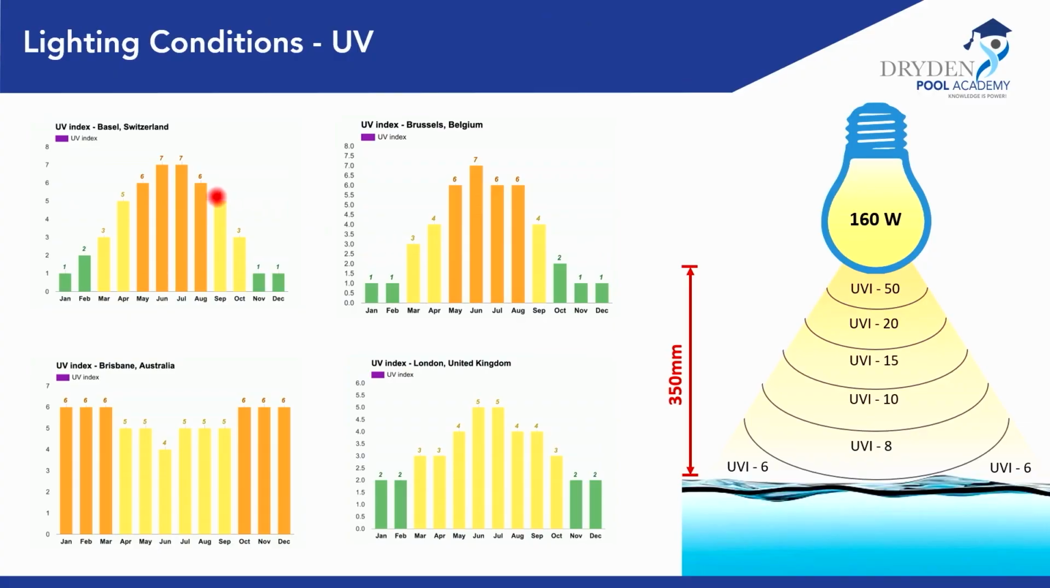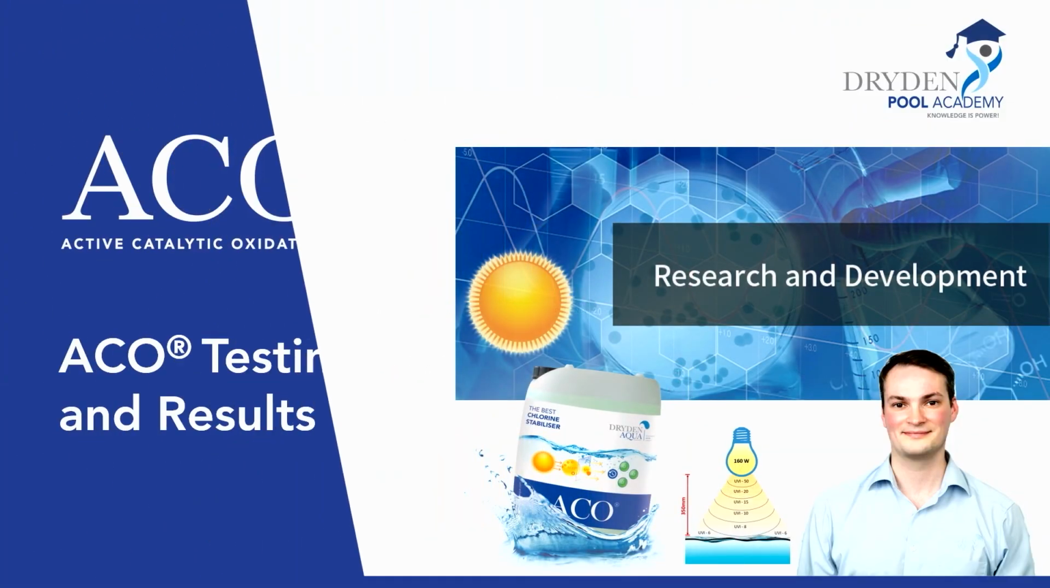If you take other cities such as Basel here in Switzerland, we're also in a range of 6 to 7. Same for Brussels. The difference is the shorter or longer period of time during the summertime. But basically, this 6 to 8 is a really good testing point. There's a bit less UV intensity for Brisbane in Australia, and also London, with a UVI of 4 or 5. But this is why we did this testing, and why we have this distance of 350 millimeters. And now we can show you a bit of the test results.